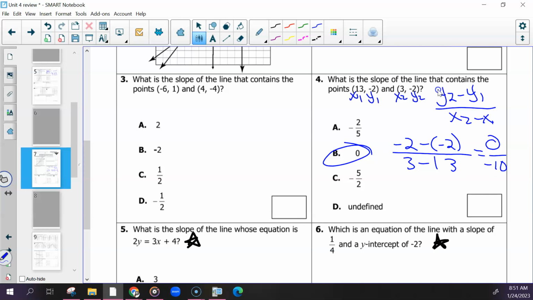Questions on 5 or 6? The 0 isn't in the denominator. If no questions on 5 or 6, go on to the next page. And then 9 and 10 are like the ones we've done before, but it's really trying to see if you can convert and write the equation of the line. So we'll just look at 7 or 8. Questions on those two?